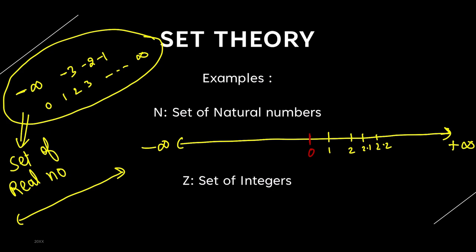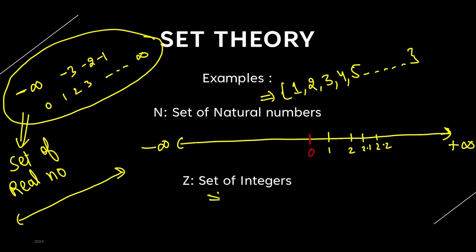What is the set of natural numbers? The set of natural numbers is 1, 2, 3, 4, 5. This is what we understand. Natural numbers are the numbers starting from 1, so 1, 2, 3, 4, 5. These are the natural numbers, and they also form a set in themselves.